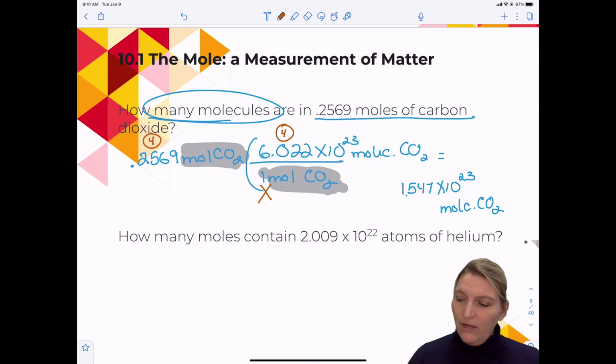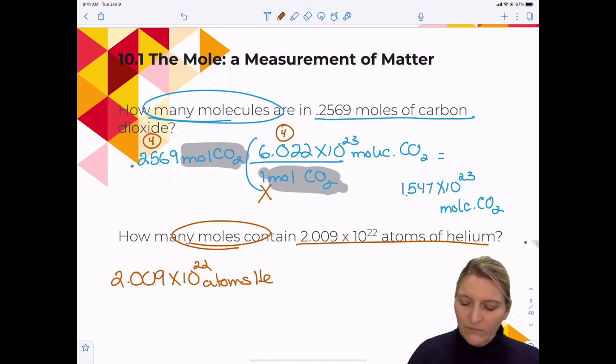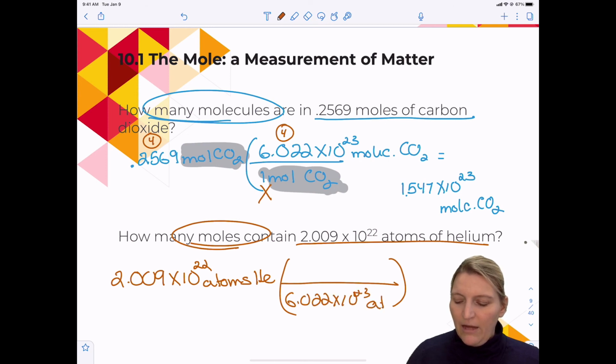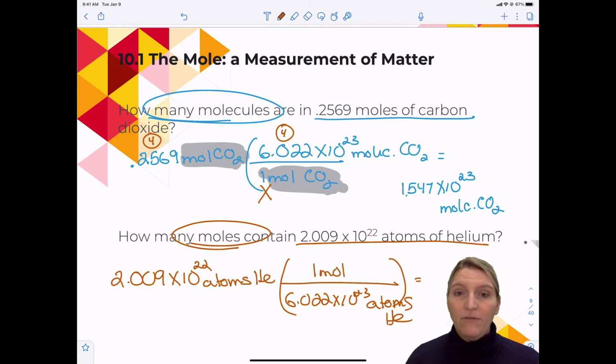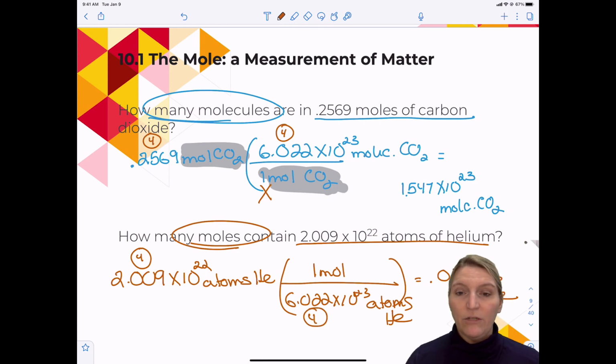And then the final question says, how many moles contain 2.009 times 10 to the positive 22 atoms of helium? So I take the number that's given to me, I set up my parentheses, 6.022 times 10 to the 23rd atoms of helium, put 1 mole on top. Whatever I'm converting to goes on top. I divide those 2 numbers. Please try this in your calculator. This is a calculation that students get wrong all the time. 4 significant figures because both of those numbers have 4 significant figures. So you need to round your final answer.